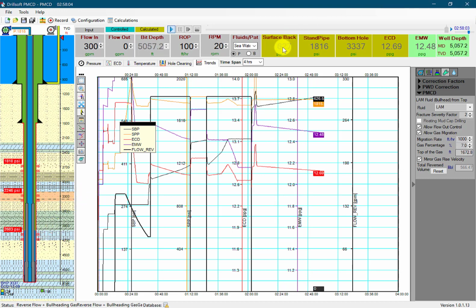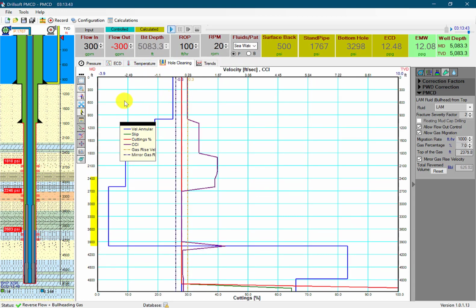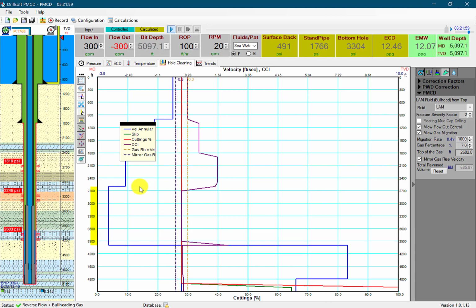Our surface back pressure has reached 627 psi, so I guess we can start bullheading again. And let's see what this does. We'll immediately see that the surface back pressure went down. Let's go to hole cleaning, see if this is enough pressure to push the gas back down, and as you can see, it is. As long as our angular velocity is to the left of the migration gas rise velocity, we should be good.